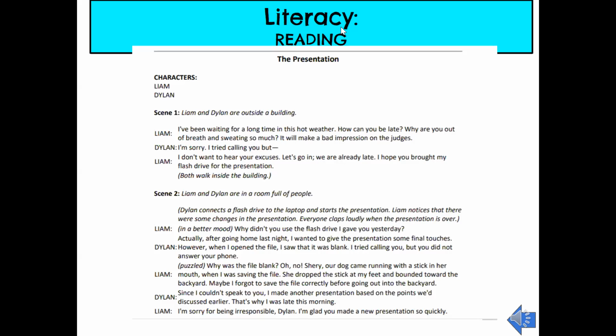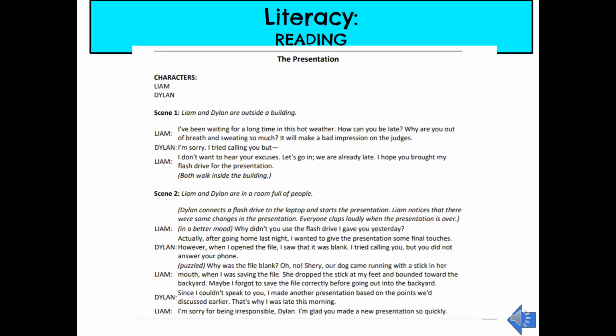So in this case, we have the name of the drama or story here is The Presentation. We have two characters, one by the name of Liam and the other one by the name of Dylan. So again, as you can see here, in scene one, there's some stage direction, and you can tell that it's stage direction read by a narrator because it's italicized. So I'm going to be playing the narrator, Liam, and Dylan in this, okay? So read along with me or read this also with a partner, okay? All right, scene one. Liam and Dylan are outside a building.